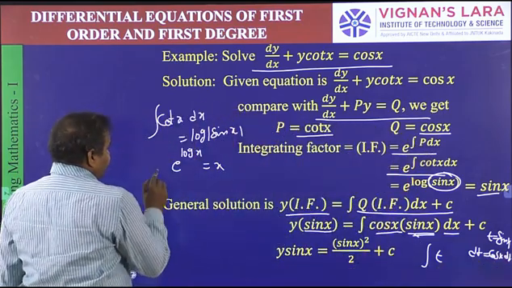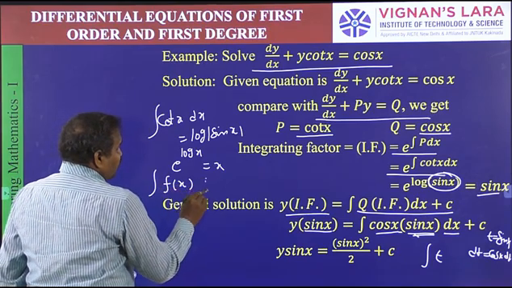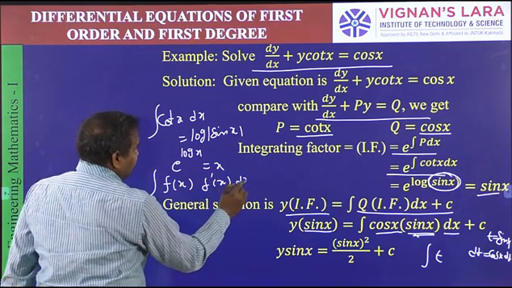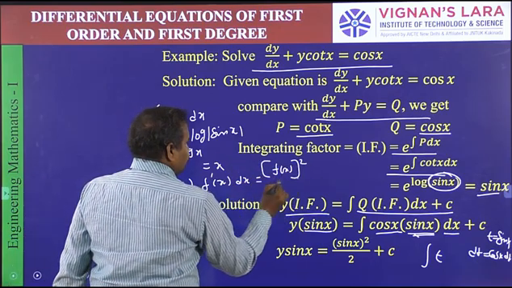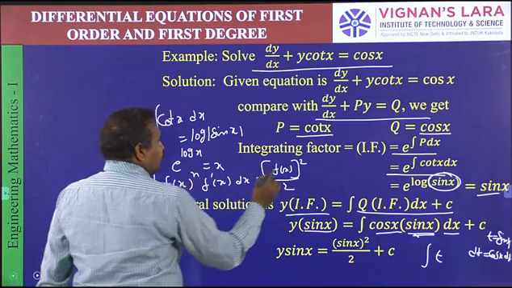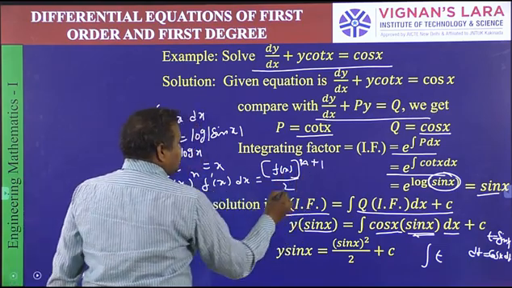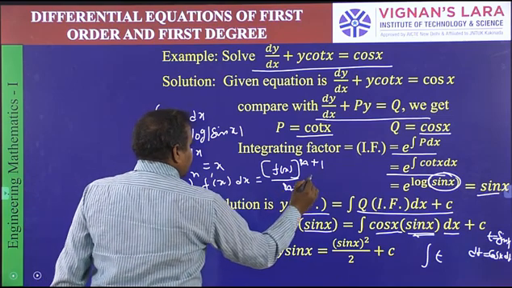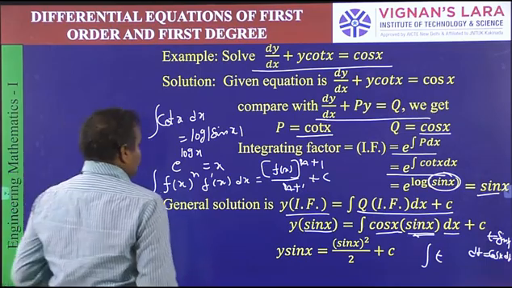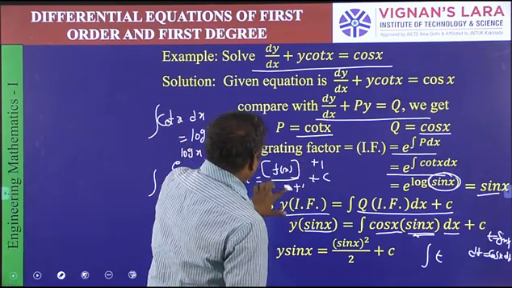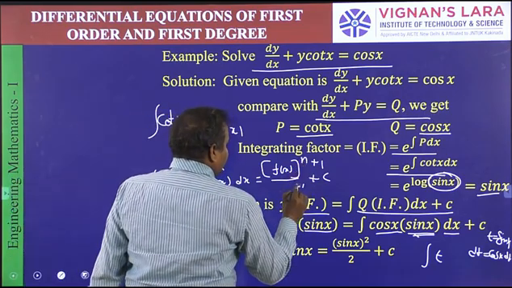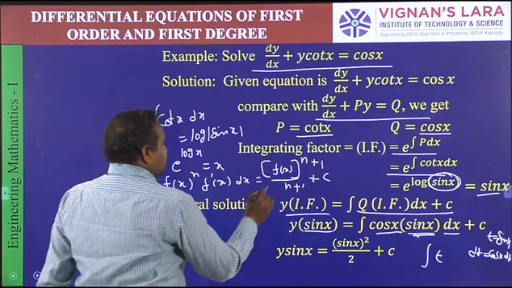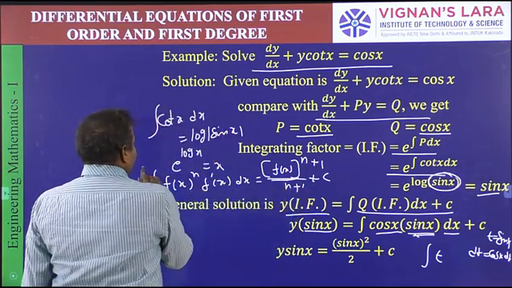Otherwise here we have one more formula. Integral f of x into f dash of x into dx is equal f of x whole square by 2. Otherwise f of x whole power n is equal f of x whole power n plus 1 by n plus 1 plus constant. Use this formula here.